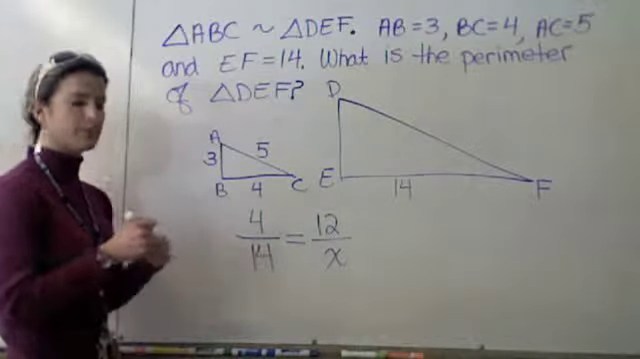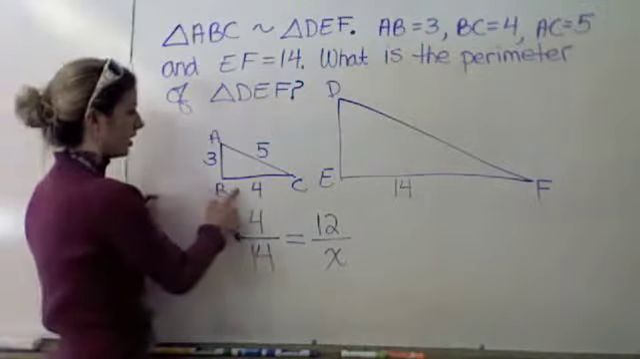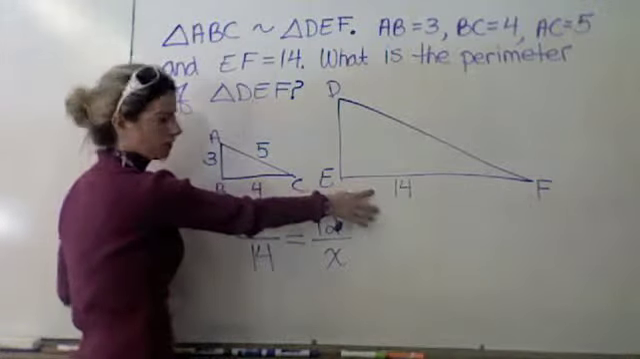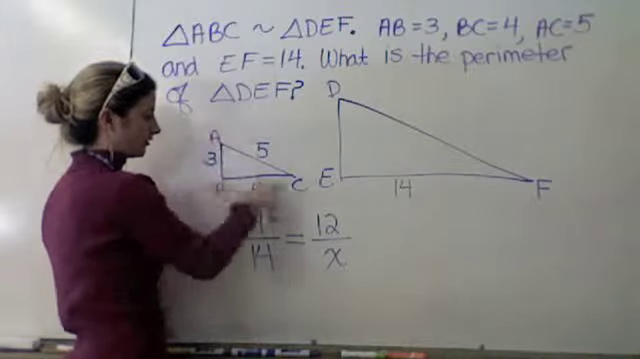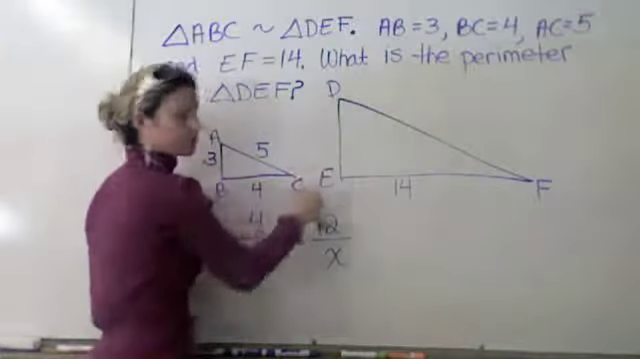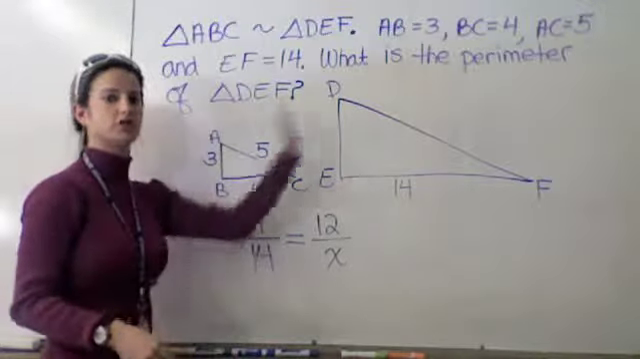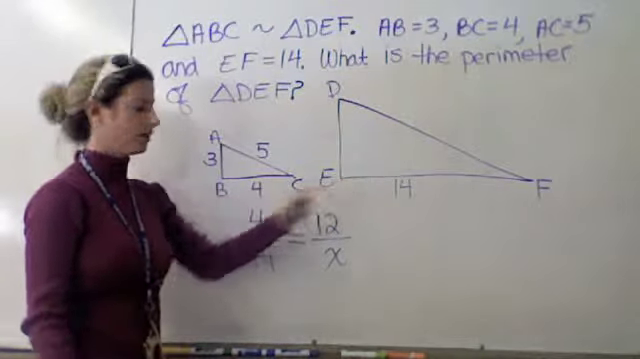So remember, we need to compare in the same order, so we go small side is to corresponding side in the bigger one as perimeter of the smaller triangle is to perimeter of the bigger triangle. So we talked about going like small is to big as small is to big, and make sure you stay going in the same order, okay?